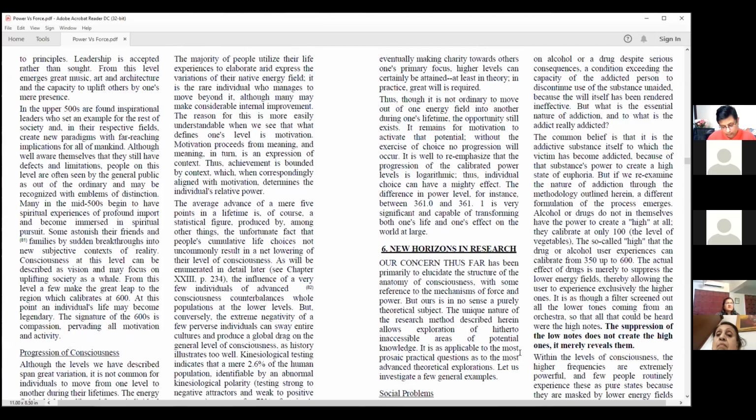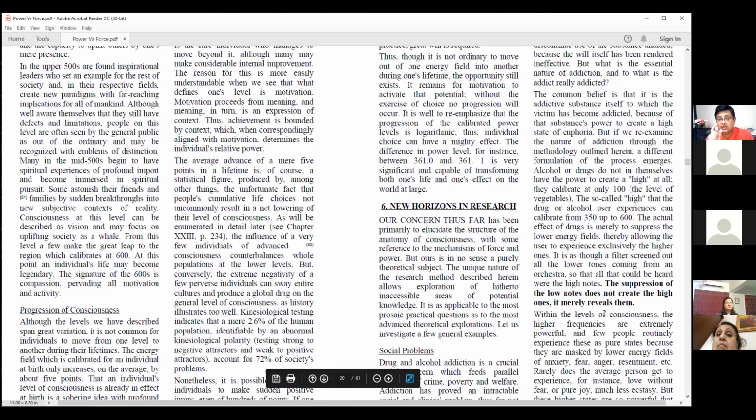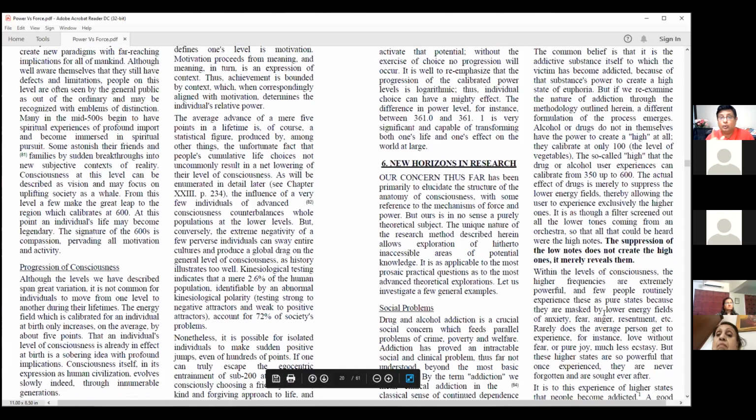But what is the essential nature of addiction? And to what is the addict really addicted? So now, this is a very important point that is being made here, right? Is the person addicted to the drug, or is the person addicted to the effect that the drug is causing? So are you addicted to smoking, or are you addicted to taking the deep breath which is associated with smoking? Now that becomes the big question over here.